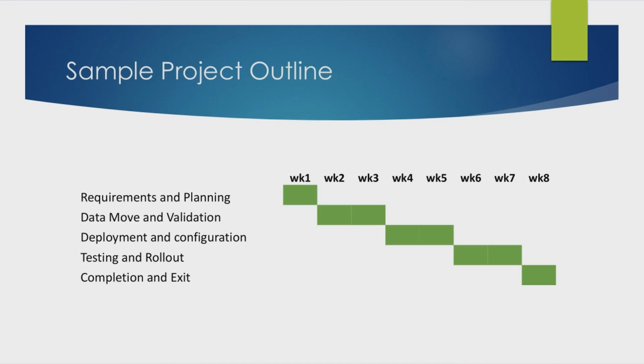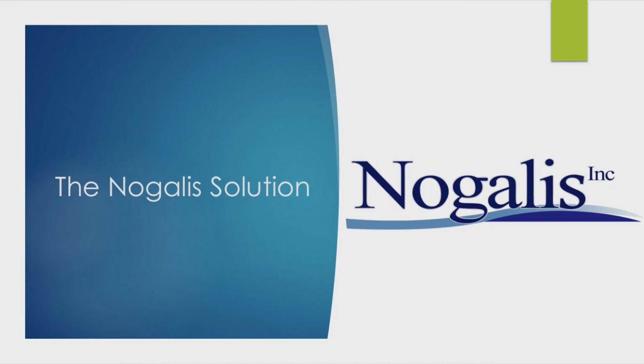And we can come back to this slide later, but the project timeline usually is essentially the first week is planning and setup of requirements and things like that. It takes us about 2 weeks to move the data and validate it, and then deploying the solution and configuring it is another 2 weeks. Testing and rollout, that kind of depends on the customer, and then completion and exit is another week. So we usually try to plan for an 8-week or so solution.